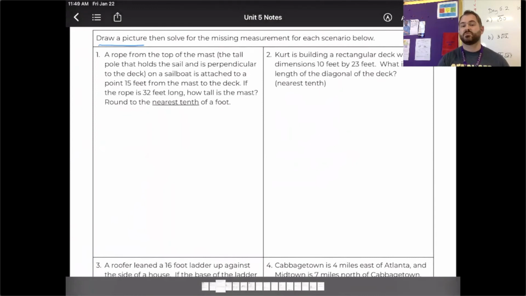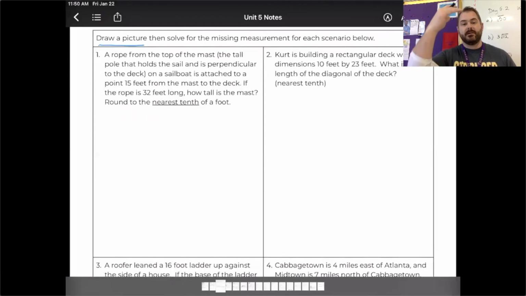Now, before you just draw any old right triangle on your page, you need to read carefully so you understand which parts you're going to need to draw. So in this first one, a rope from the top of the mast. Now here's what a mast is on a sailboat. It's that vertical beam going up and down that helps hold the sail. And it's always perpendicular to the deck, at a right angle to the deck.